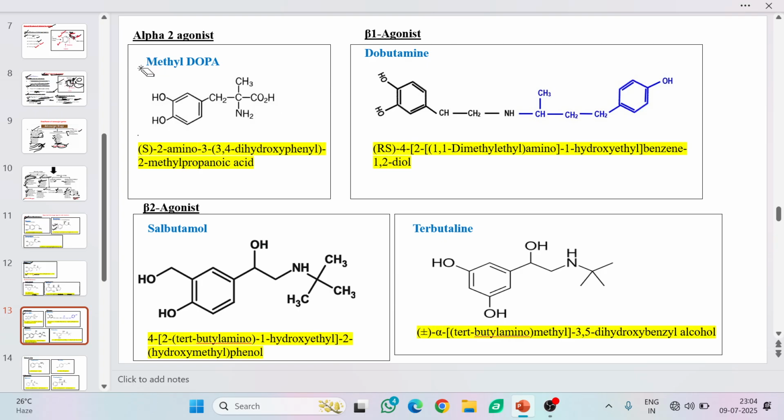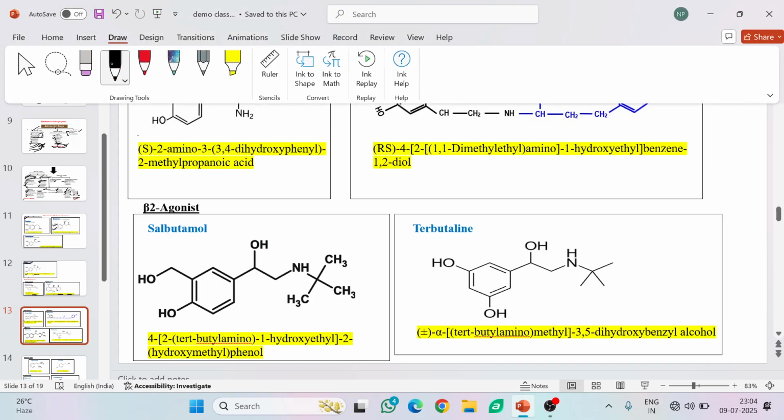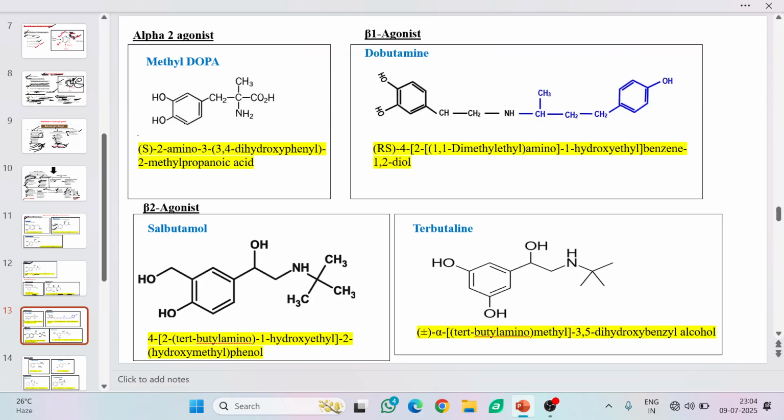This acid group is present. So methyl dopa is an alpha 2 agonist, and it contains an additional acidic group and methyl group. Now we will see the IUPAC name.